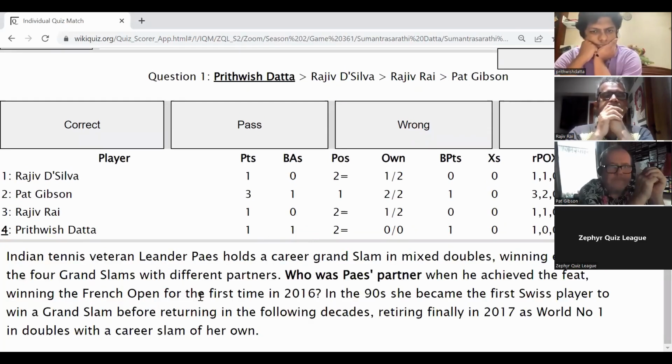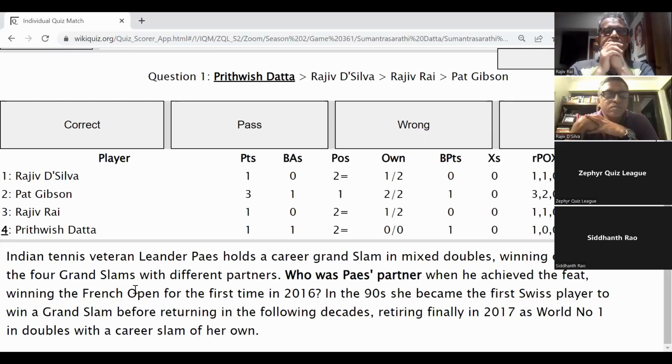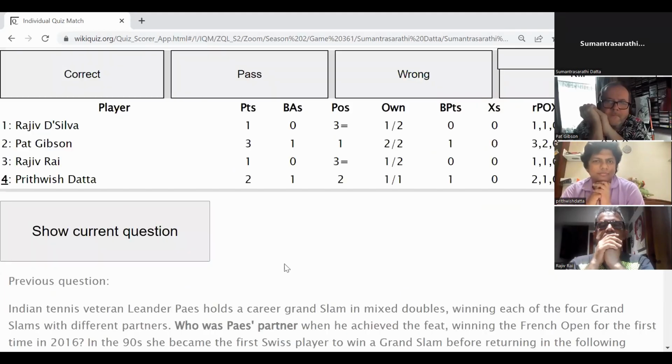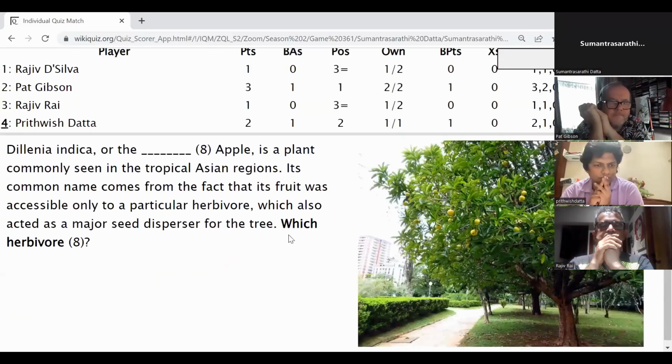Okay. This Indian tennis veteran, Leander Paes, holds a career Grand Slam in mixed doubles, winning each of the 4 Grand Slams with different partners. Paes's partner when he achieved the feat, winning the French Open for the first time in 2016. He became the first Swiss player to win a Grand Slam before returning in the following decades, retiring finally in 2017 as world number 1 in doubles with a career slam of her own. Martina Hingis. Yes, Martina Hingis, the Swiss legend. And your second one, Prithwish.